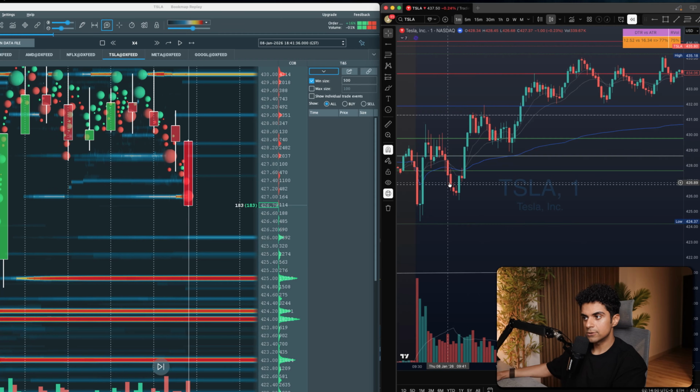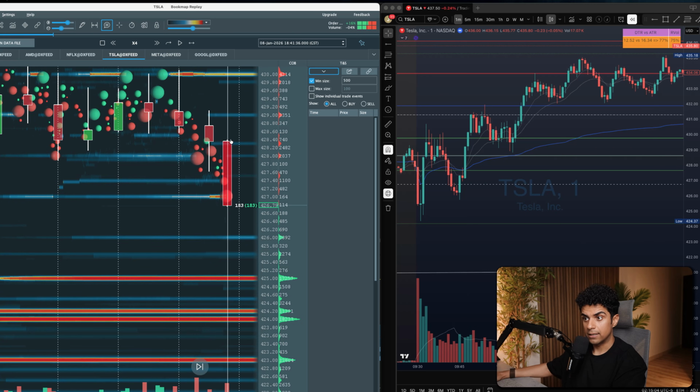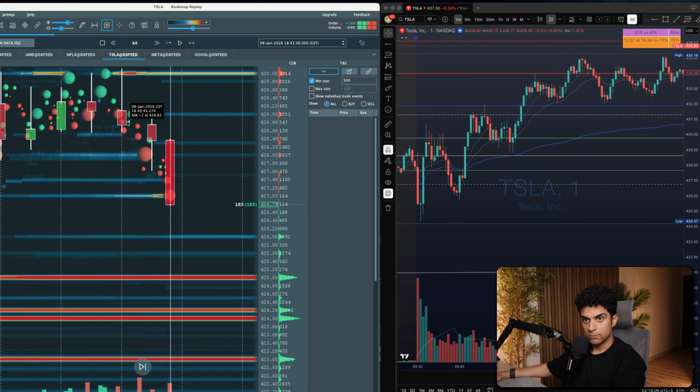So right here, we had a push towards the downside. Even though the volume right here, right before 425, was low, there was still action but no reaction. We had some sort of absorption right here, which you can see from the Bookmap. So now this is the 9:41 a.m. candle. This is where the last time we saw action from the sellers and reaction on the price action. This is this candle, 9:41.